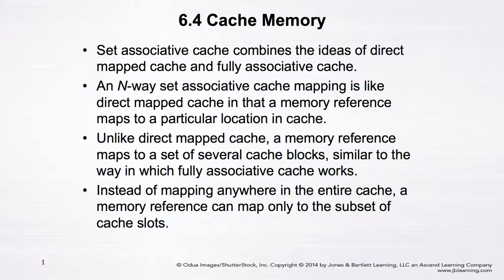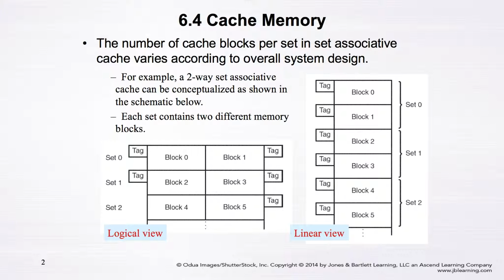Similar to the way in which the fully associative cache works, instead of mapping everywhere in the entire cache, a memory reference can map only to a subset of cache slots. So here is the graphical representation of the set associative cache. Let's assume we have a number of cache blocks per set, and that varies according to the overall system design. In this example, we have a two-way set associative cache and have two ways to represent it. One is the logical view, and the other one we call the linear view.